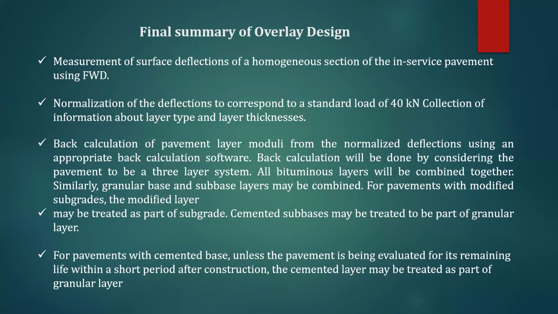One summary is the measurement of surface deflection of homogeneous sections. When you go to the site, you have 10 kilometers. Based on the core section, whether it is good and so on, you decide. Moreover, based on the deflection bowl, traffic and subgrade strength, you decide the homogeneous section. That is very important. The homogeneous section should be a minimum of 1 kilometer length, as I told, otherwise construction problems will be there. And normalization of deflection to 40 kN is most important, so you have to do that.